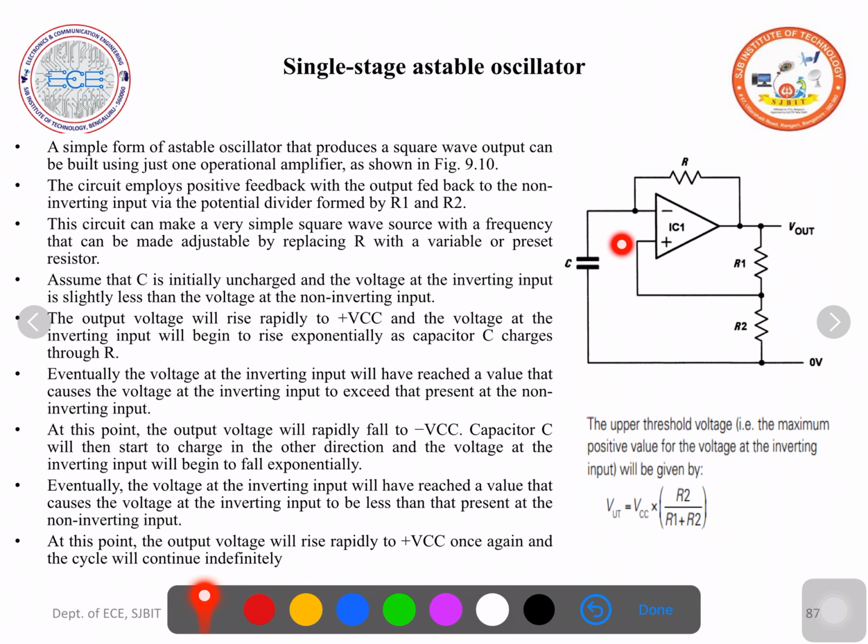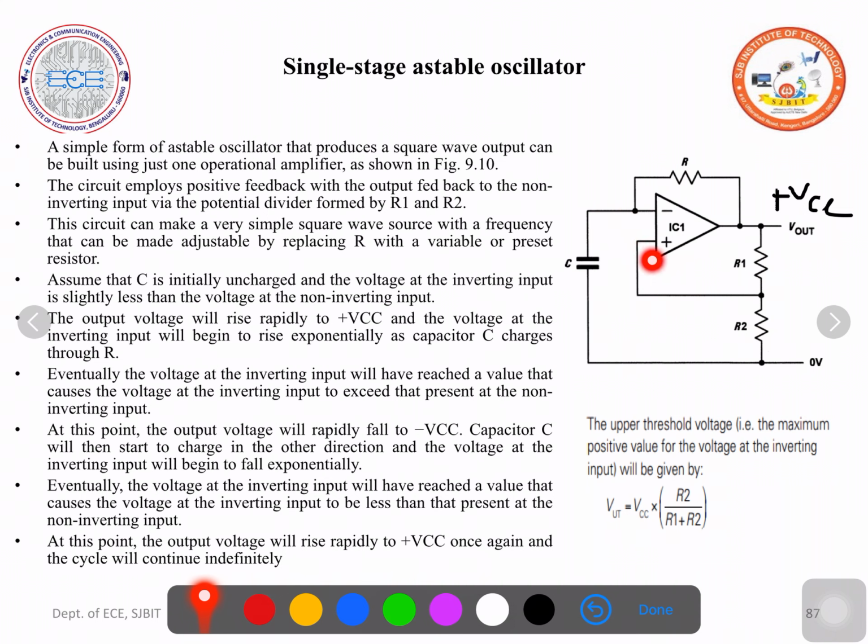Initially, let us assume the capacitor is uncharged and the voltage at the inverting input terminal is less than the voltage at the non-inverting input. Remember the comparator circuit. Now here I am saying the voltage at the inverting input terminal is less than the voltage at the non-inverting input. So the output voltage will be plus VCC because the voltage at the non-inverting terminal is more than the voltage at the inverting terminal. We have assumed the capacitor is uncharged, so the voltage at the inverting terminal is less than the non-inverting terminal.